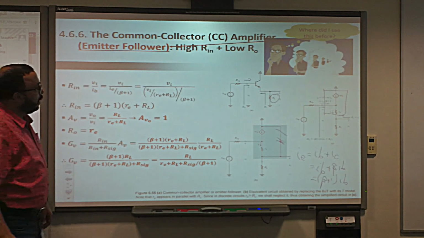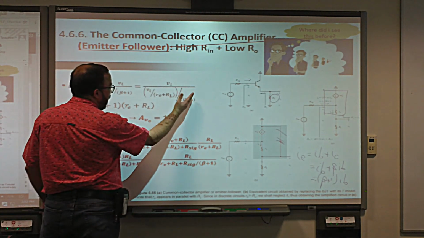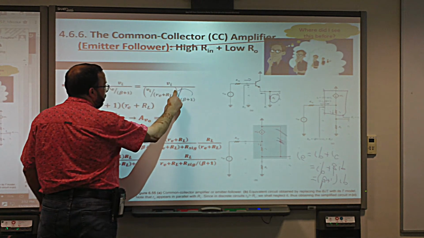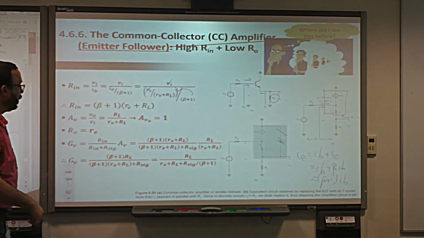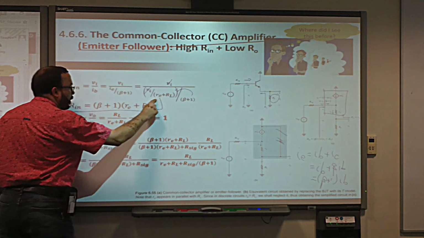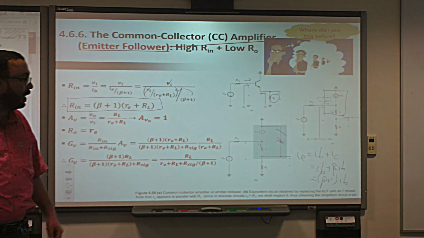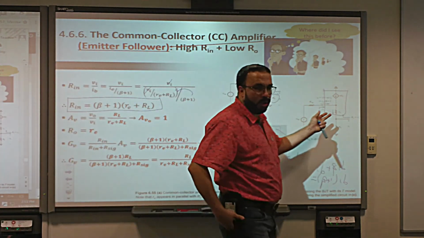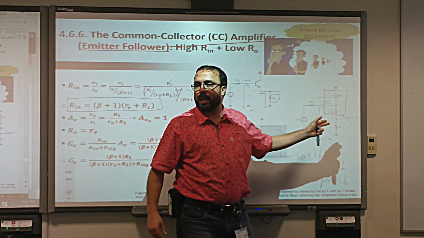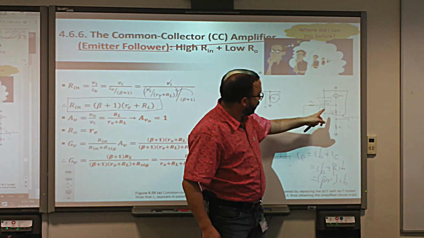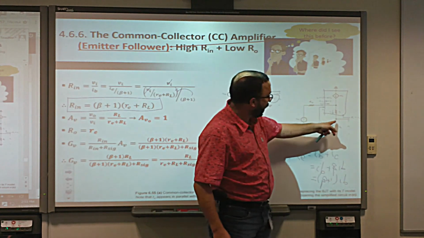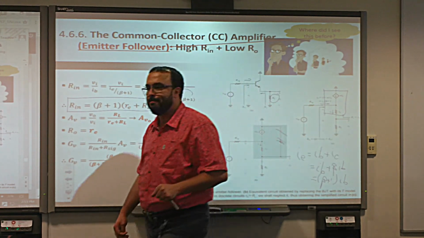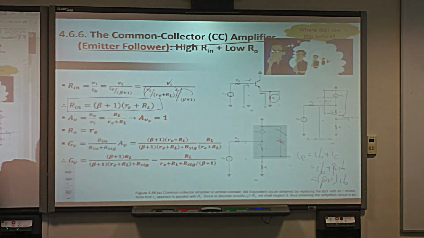Very good. When you have this divided by this, first you have to multiply this with this, and then this cancels this, and then everything will go up. And R in is going to be (beta plus 1) times (RE plus RL). And it makes sense. Why? Because similar to the common emitter with RE, yes or no? So the input resistance is going to be beta plus 1 times the whole resistance at the emitter, which is in this case RE plus RL. Yes or no? So we have seen this before. So this is for R in.